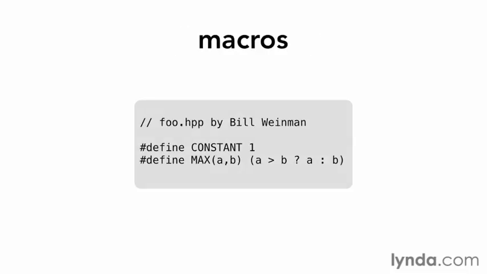A preprocessor macro works like a really smart alias. For example, after this declaration, any use of the word CONSTANT, in all caps, will be replaced by the digit 1. No math is performed. This is really just a string substitution in the source file.